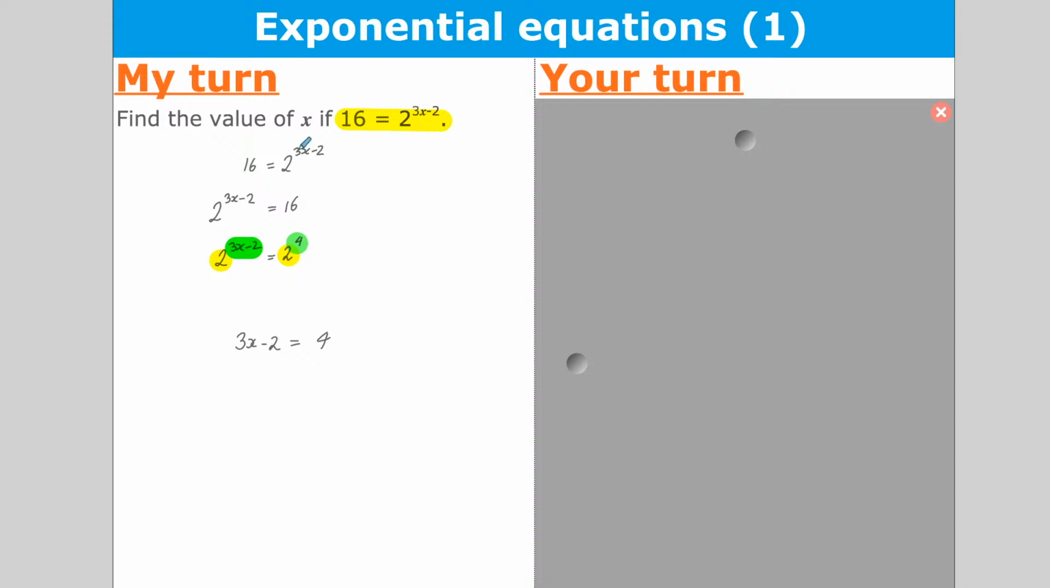We are on the road to getting home, and we should be able to get this from here. Add 2 to both sides to remove that negative 2. And we've got that 3x is equal to 6. And divide both sides by 3. And we find ourselves in a happy land where x is equal to 2.